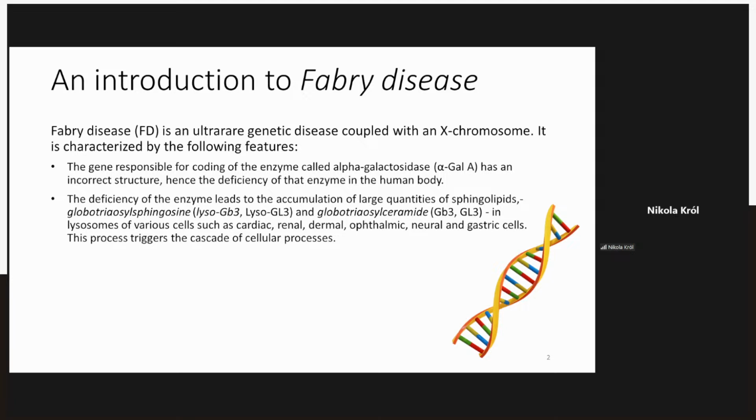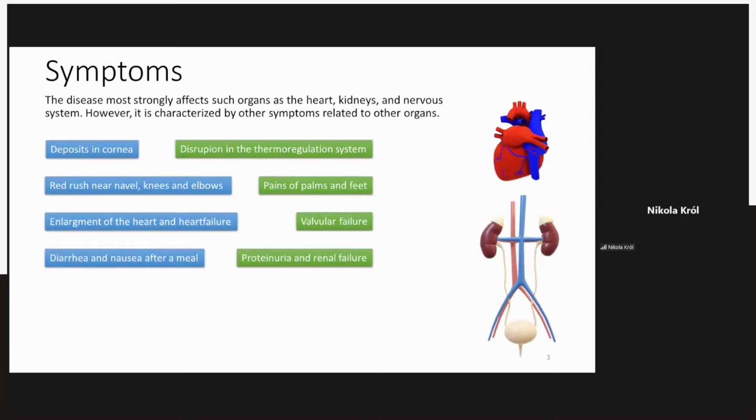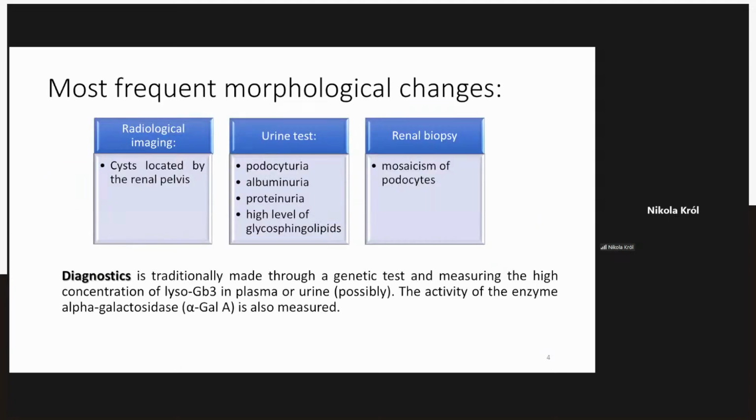The main symptoms are disruption in the thermoregulation system, enlargement of the heart and heart failure, and also proteinuria and renal failure. Total urinary protein and albumin excretion has been considered one of the most important indicators of Fabry nephropathy.